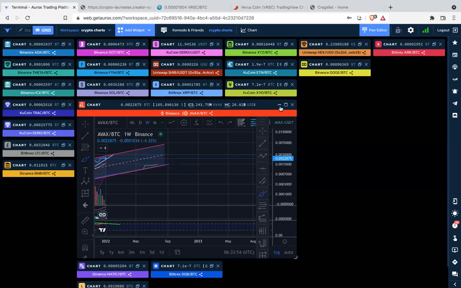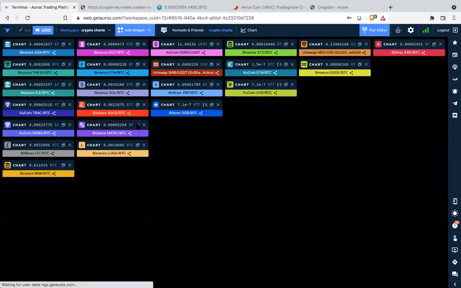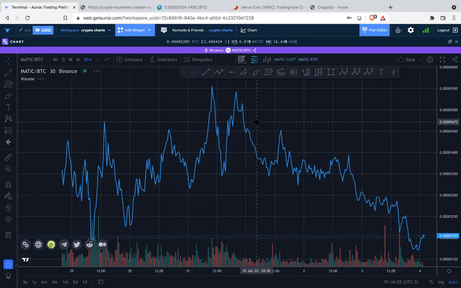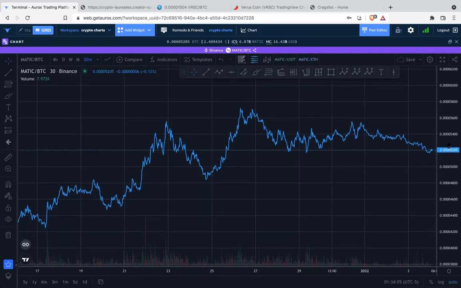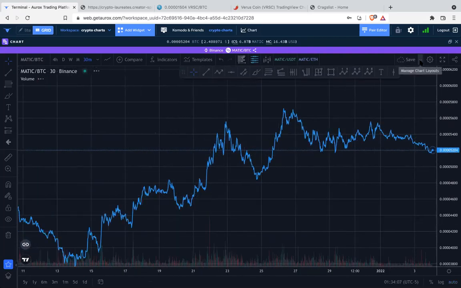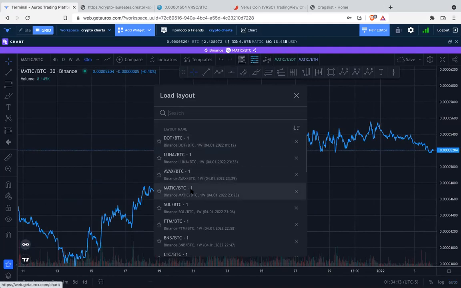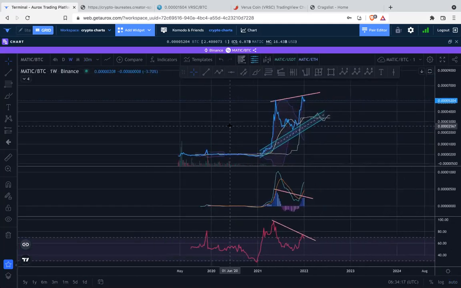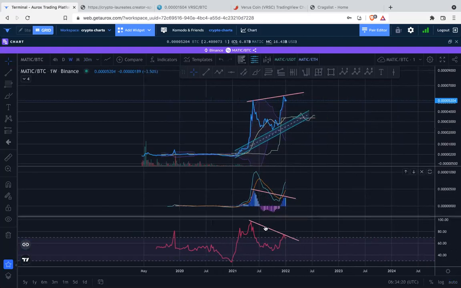Next, two more. One is MATIC. I think MATIC has, on the 30-minute chart, come on, what happened here? Let's go into load chart layout. Did I not save a MATIC chart? Oh, yes, I did. Perfect, thank you. Bearish divergence on MATIC. That's what I wanted to show. Weekly bearish divergence on MATIC is building.